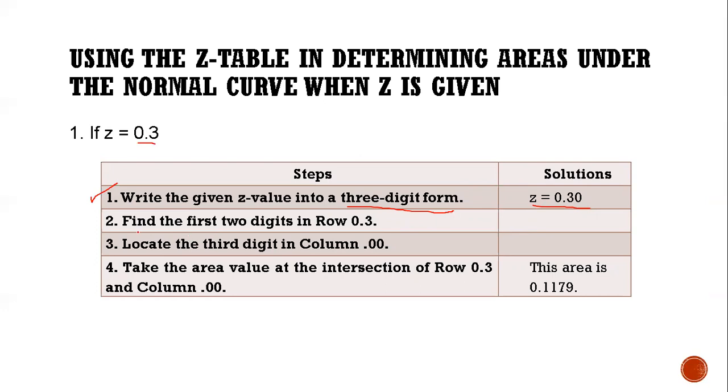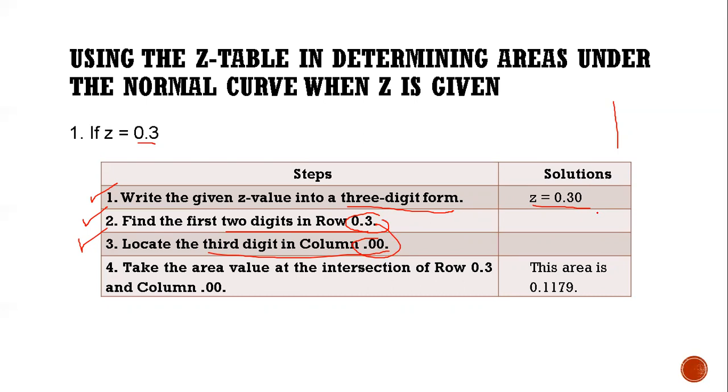Then, step 2 natin. Using the Z table, kunin natin yung first 2 digits niya. Anong first 2 digit natin? We have 0.3. Yan yung nasa row, nasa gilid na part. Then, itutugma natin. Step 3 natin, ilolocate natin yung third digit sa column naman. Sa taas, meron tayong mga 0.00, 0.01, hanggang 0.9. So tatapat natin kay 0.00 kasi yan yung third digit natin.